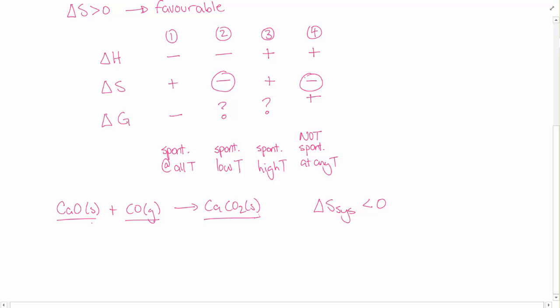If I were to tell you that this reaction was spontaneous, you would have to conclude that delta H was negative, that it was exothermic, because otherwise delta G would always be positive and you wouldn't have a spontaneous process. So you could conclude that this reaction is only spontaneous if delta H is less than 0.